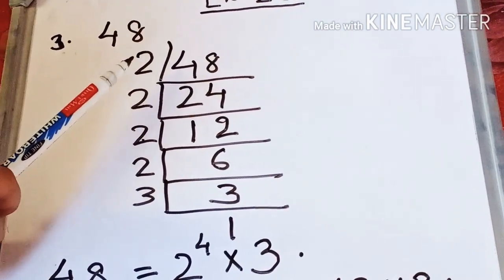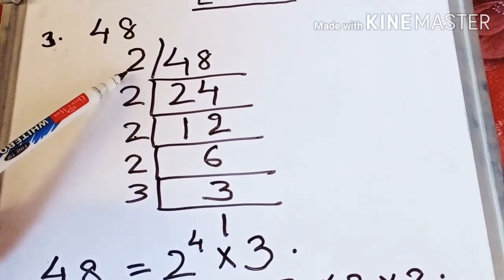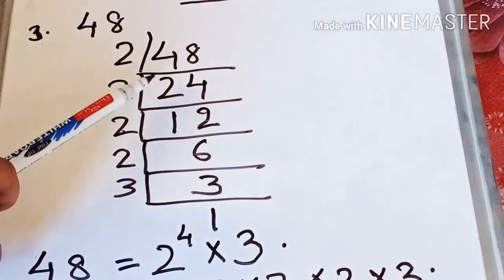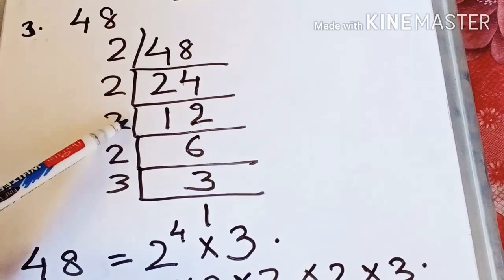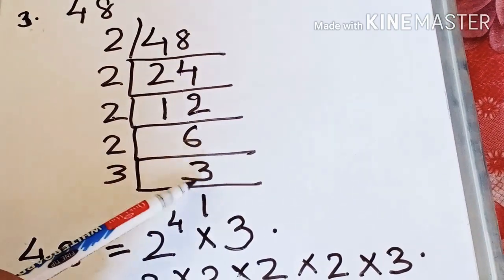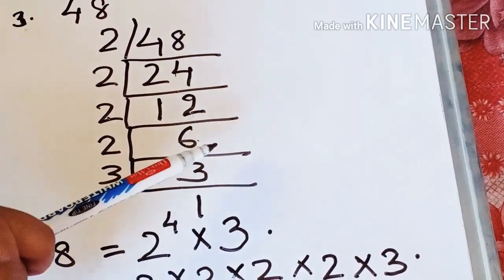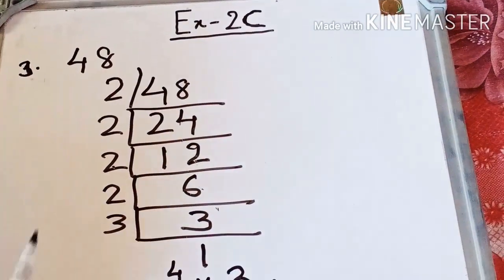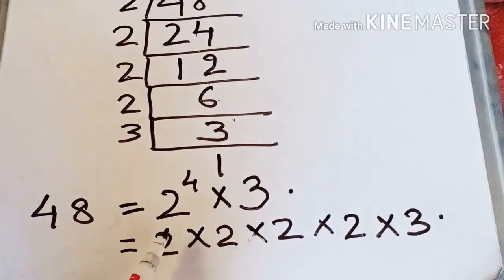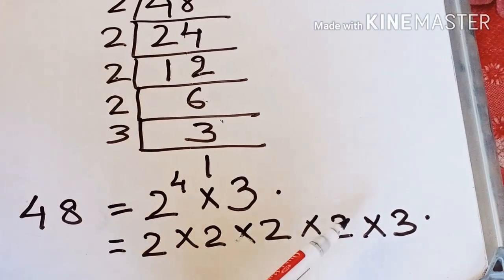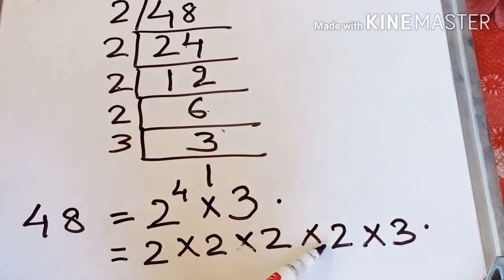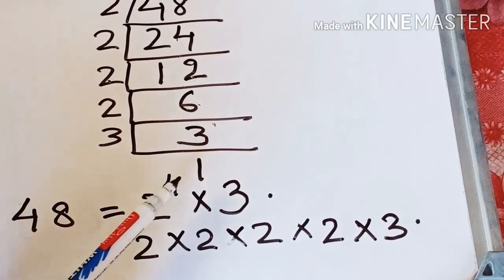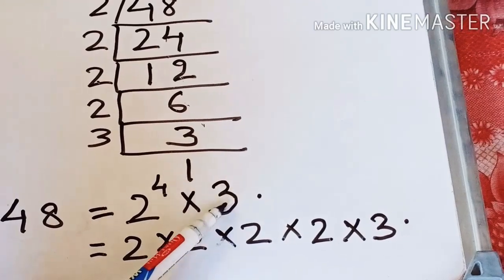So here we will be starting with the smallest prime number, which is 2. 2 2s are 4, 2 4s are 8. Again 2 1s are 2, 2 2s are 4. 2 6s are 12. 2 3s are 6 and 3 1s are 3. By using the division method, we got these prime factors. So 48 can be written as 2 into 2 into 2 into 2, that is 2 multiplied 4 times, into 3. It can also be written as 2 to the power 4 into 3.